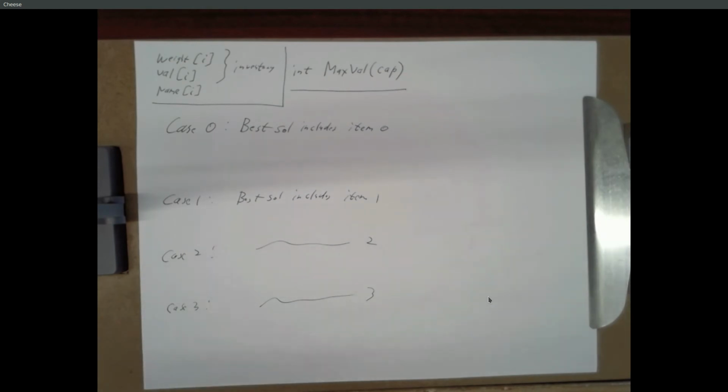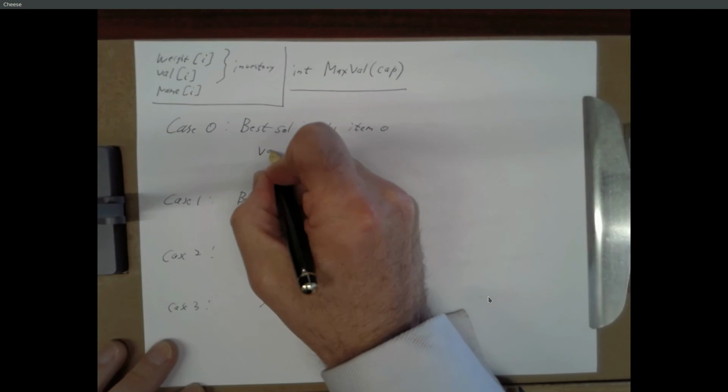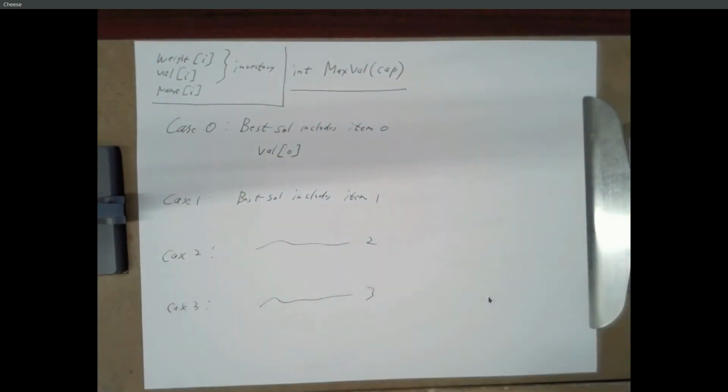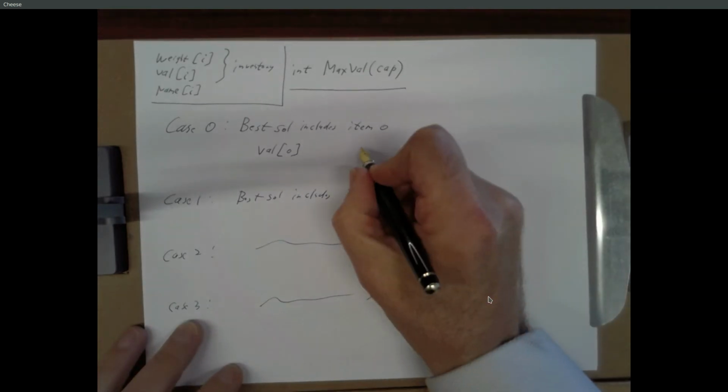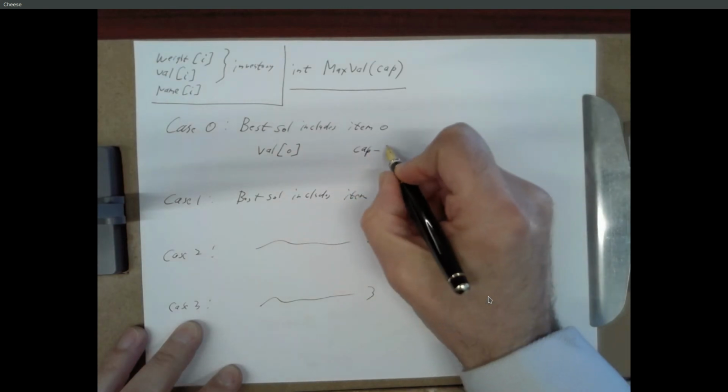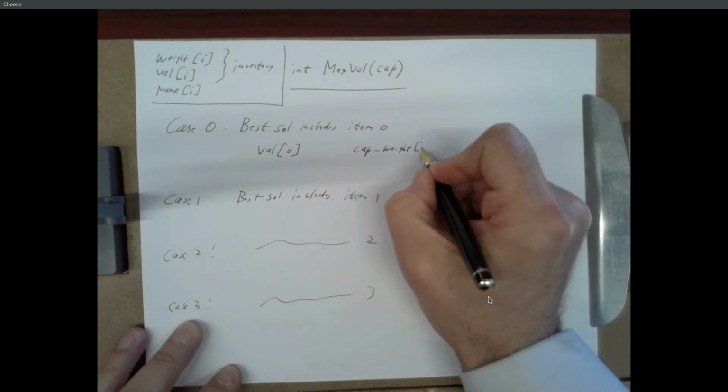Okay, there's 2 things that have happened. One, whatever the value of item 0 is, we've got that much value in our bag already. Agreed? 2, we've diminished the capacity of our bag by however much item 0 weighs. If our capacity was 10 and item 0 weighs a pound, now our capacity is only 9. If our capacity was 20 and item 0 weighs 5 pounds, now our capacity is 15. So whatever our original capacity was, it's been diminished by the weight of item 0.